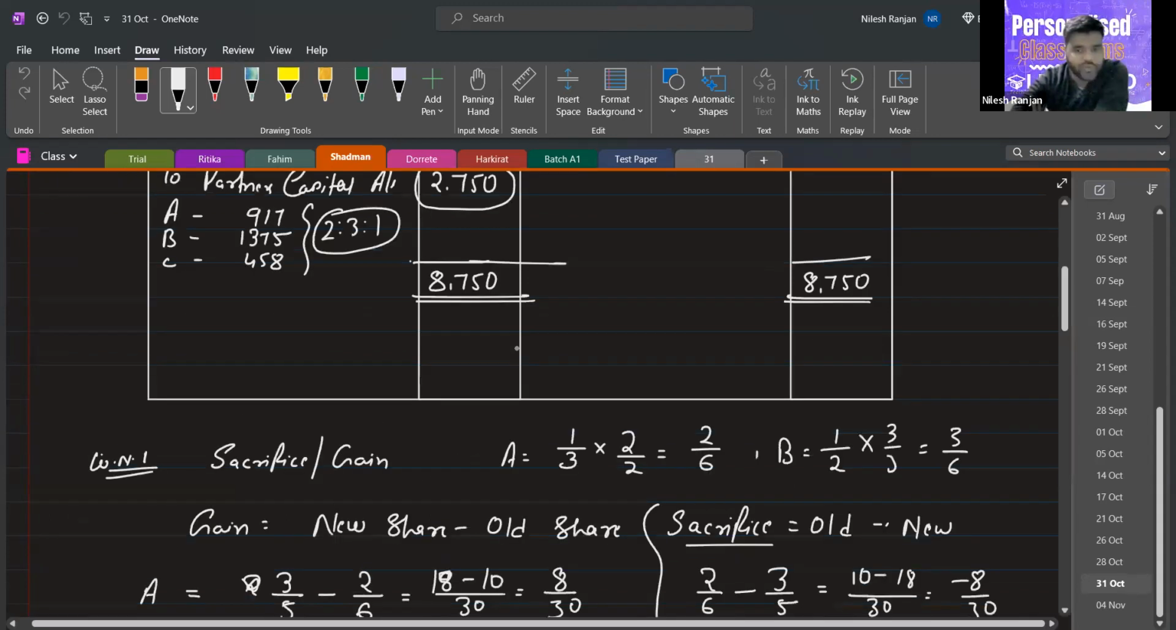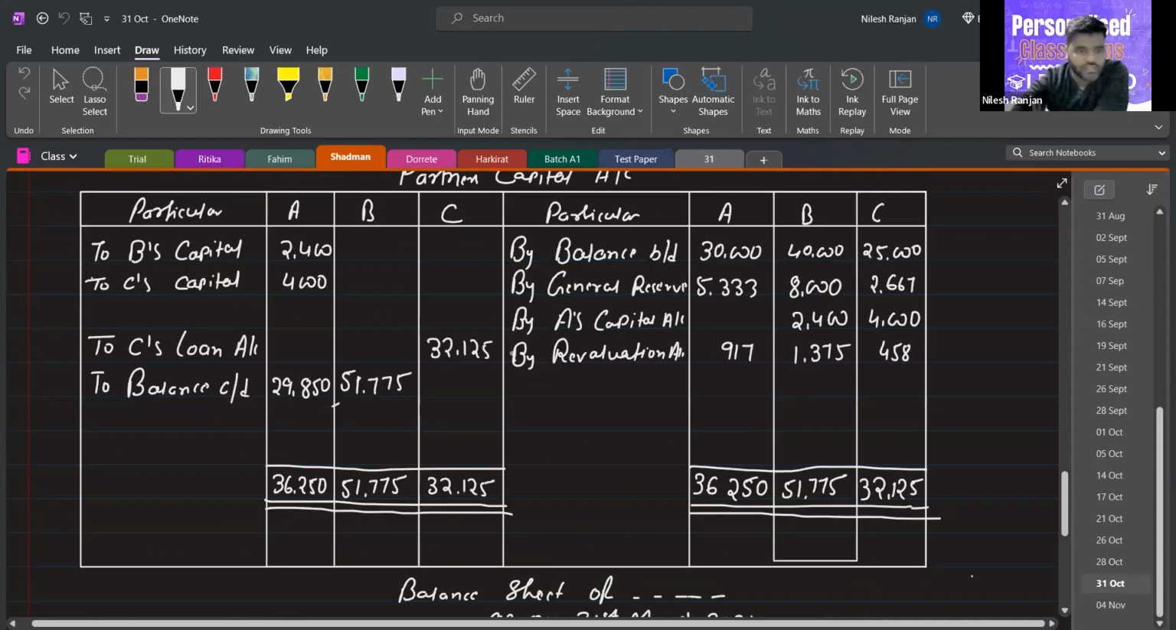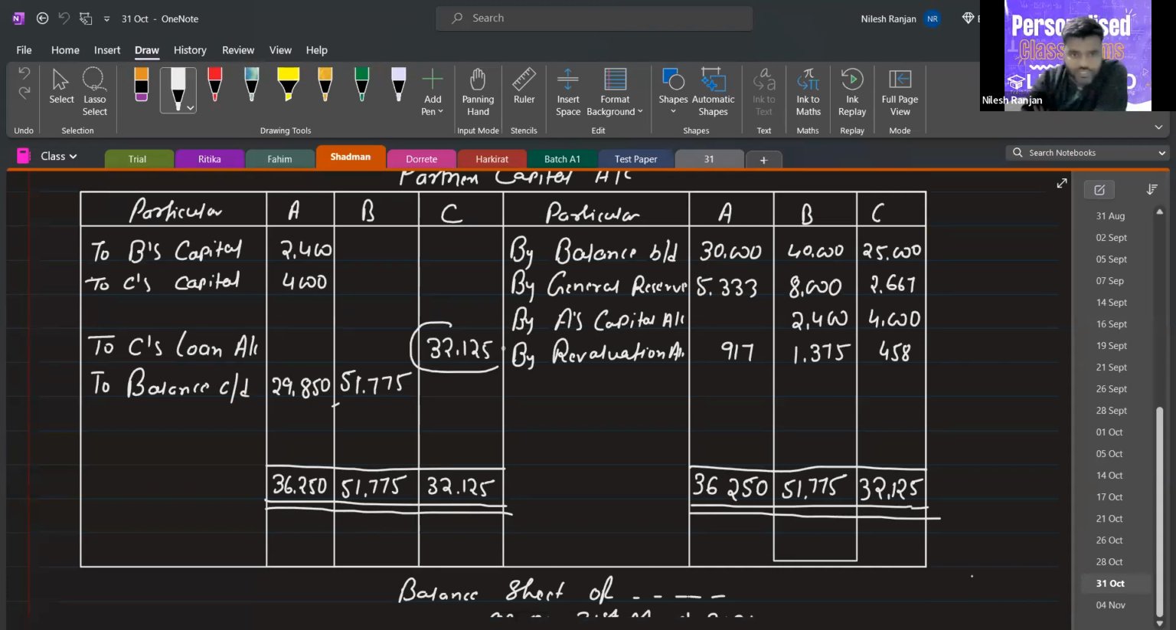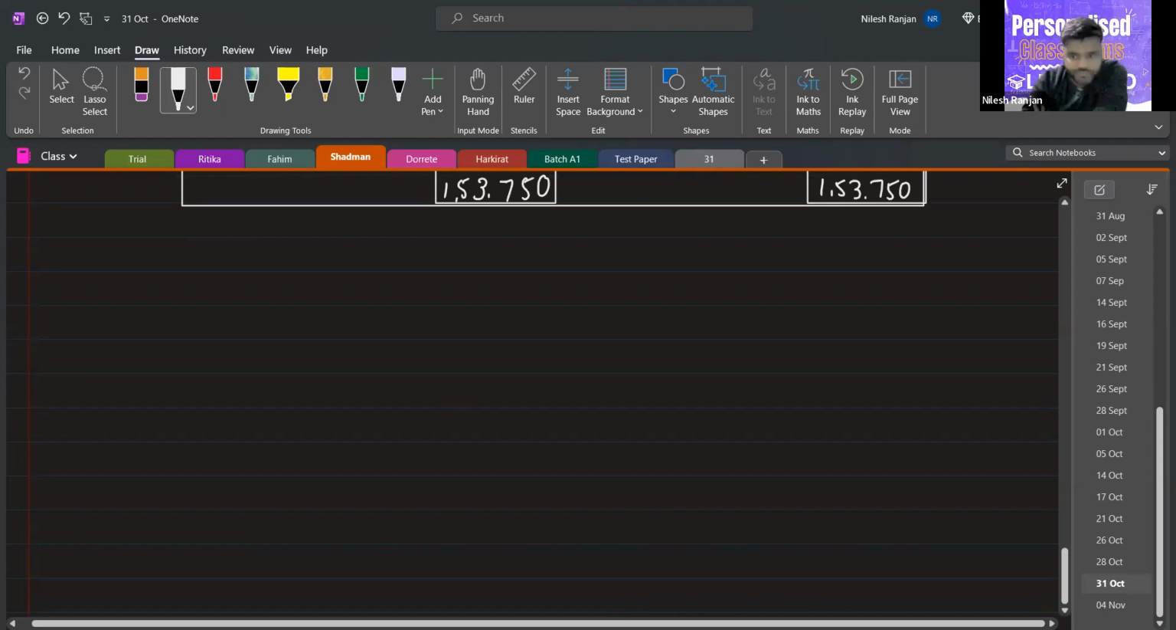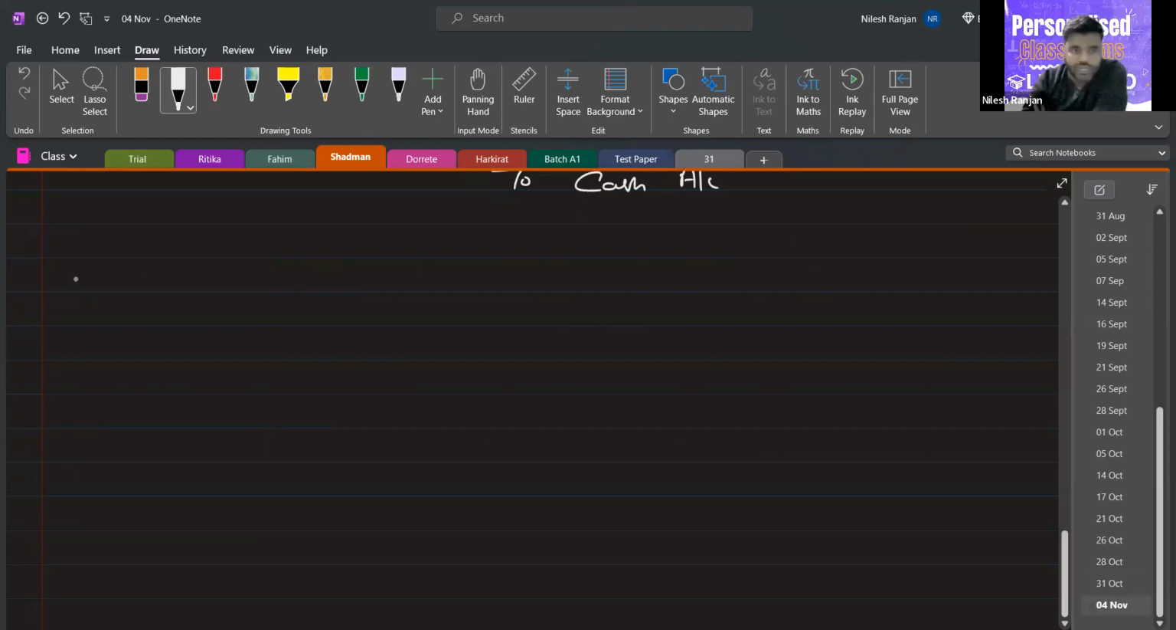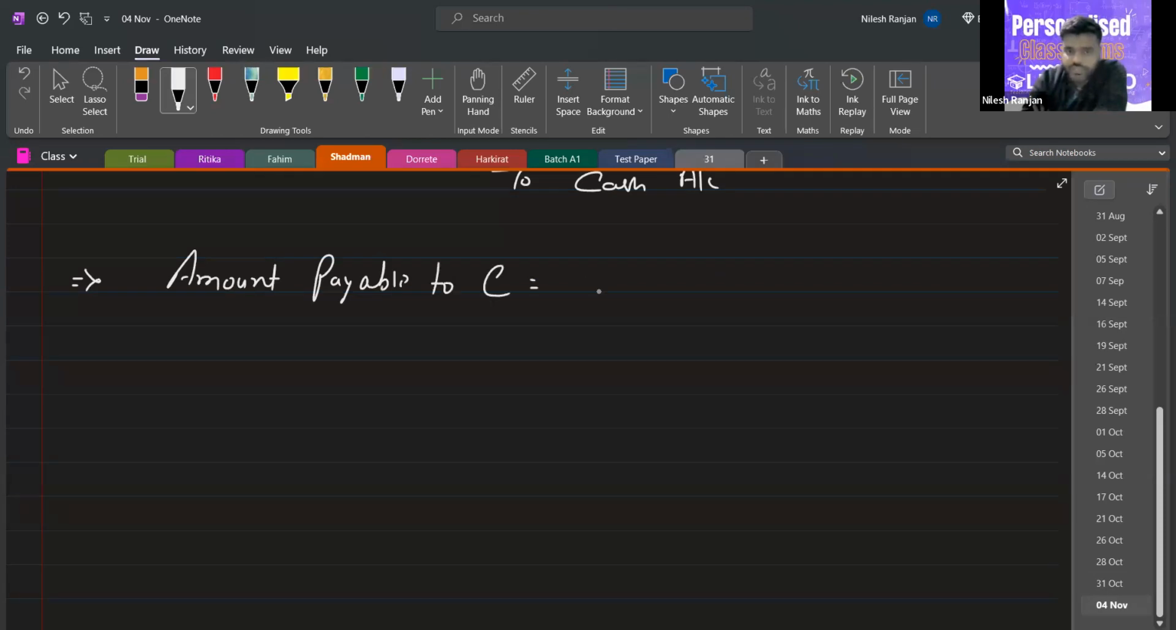After this, we have prepared the capital account, and the partner who is retiring is C. The balance of his capital account is transferred to loan account, 32,125. Now let me change this situation a little bit. In today's class, we have to understand the amount payable to the retiring partner. So the amount payable to C is 32,125. This is transferred to his loan account.